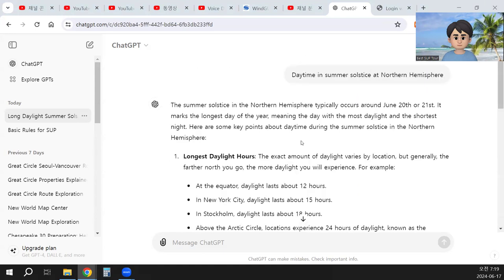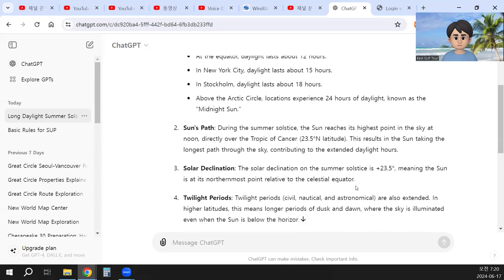It gives about the summer solstice in the Northern Hemisphere, typically around June 20 or 21. It marks the longest day of the year, meaning the most daylight and shortest night. During the summer solstice, at the equator the light lasts about 12 hours, in New York City about 15 hours, and in Stockholm 18 hours. Above the Arctic Circle, regions experience 24 hours of daylight, known as the midnight sun.